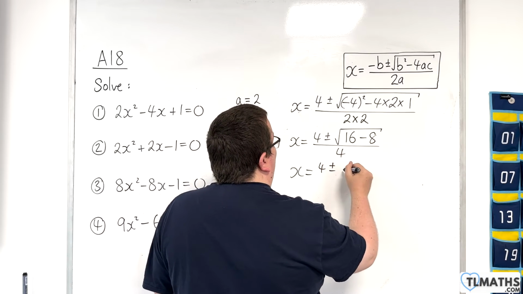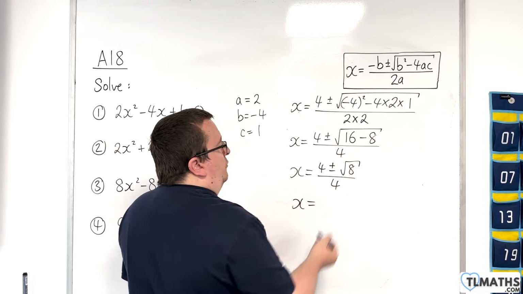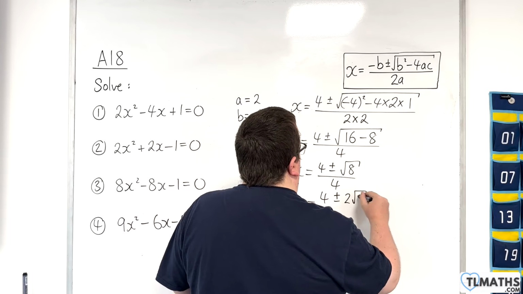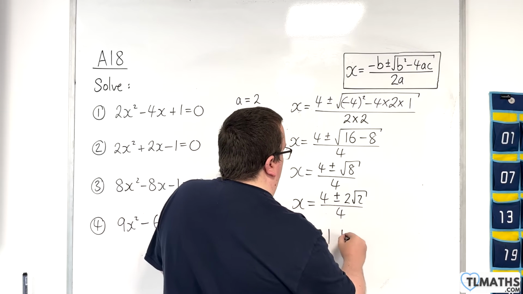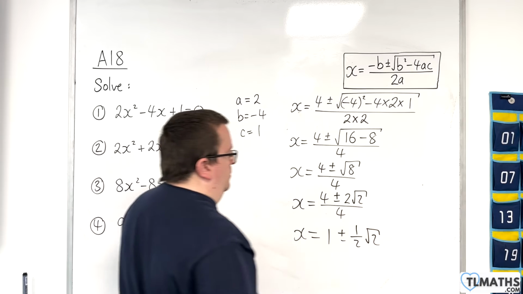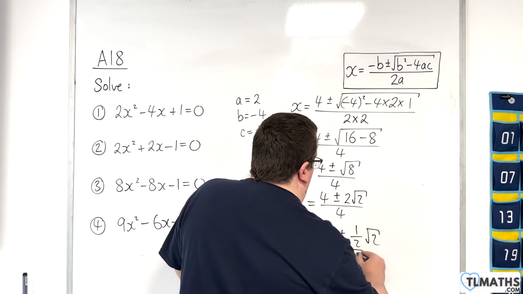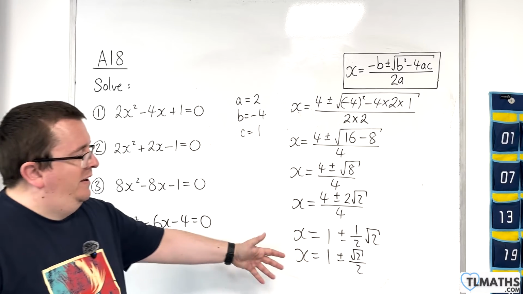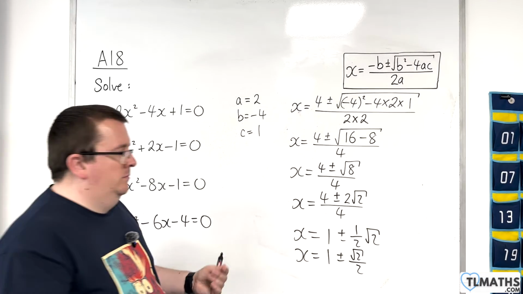Now 16 take away 8 is 8, so root 8 over 4. Now square root of 8 is 2 root 2, so 4 plus or minus 2 root 2 over 4. So 4 divided by 4 is 1, 2 over 4 is a half, so 1 plus or minus 1 half of root 2. Or alternatively, you can write that as 1 plus or minus root 2 over 2, which some people prefer. I mean, personally, I prefer that way. But you could write it as either.